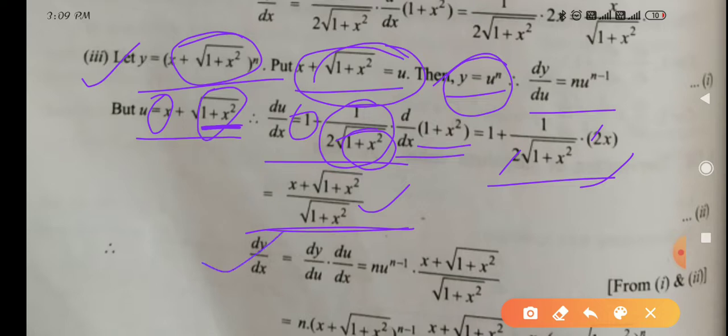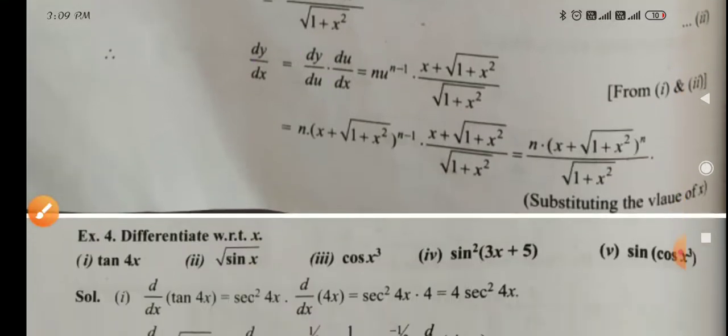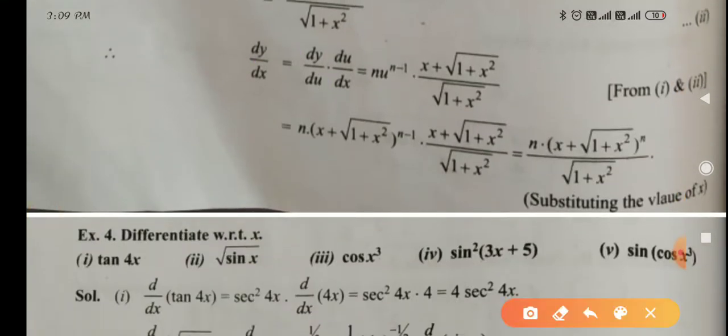Now dy upon dx is dy upon du multiplied by du upon dx. dy upon du you can write n u to the power n minus 1. The value of u you have to put. So what is the value of u? You can see here, the value of u is x plus under root 1 plus x square. So n into (x plus under root 1 plus x square) whole power n minus 1, multiplied by x plus under root 1 plus x square upon under root 1 plus x square.